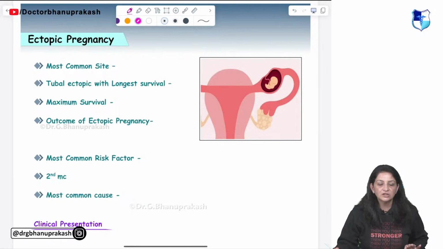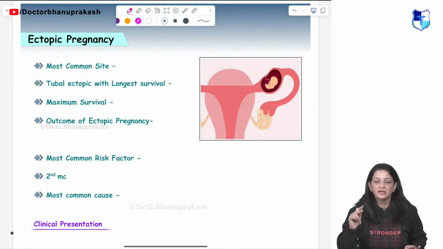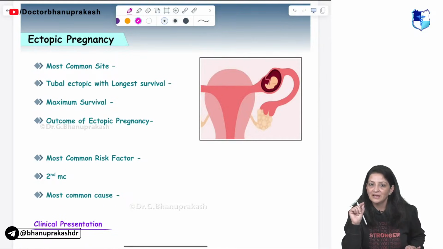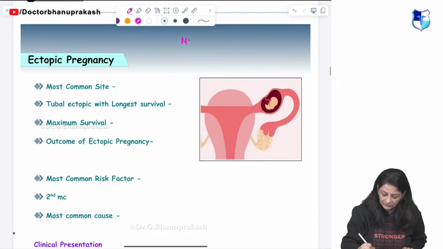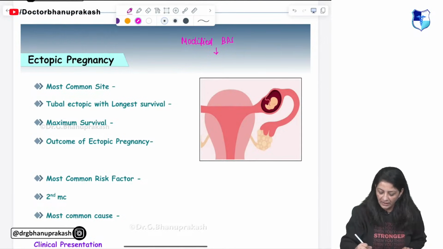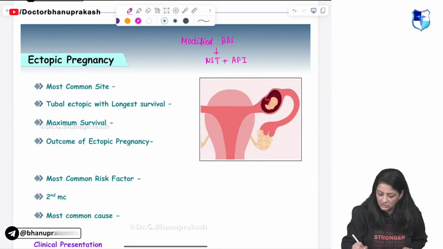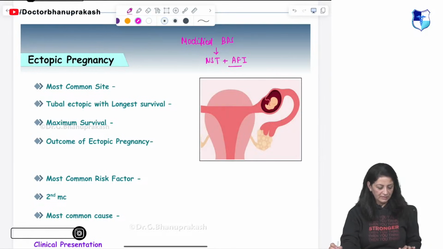Modified biophysical score means there are only two parameters, NST and AFI. Only two parameters, NST plus AFI. This is called modified BPS.